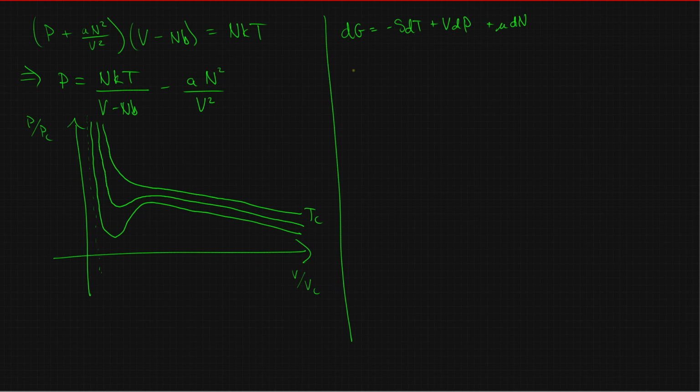Okay, so let's hold N and T fixed. So in the case that we hold N and T fixed, we have that the change in the Gibbs free energy is just going to be the volume times the change in pressure. So if we divide both sides of this by dV, the change in volume, we can rewrite this as del G del V, where we've held N and T constant, and going from there to there.